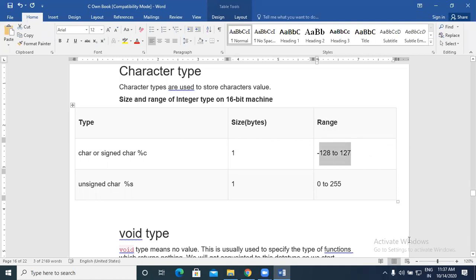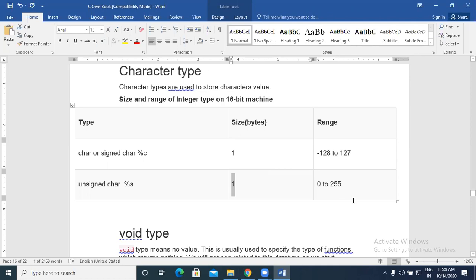So this is your character data type. Next, unsigned character, that is percentage S. S means string, and C means character. String means a name, like Krunal. Krunal is a best example for string, that is unsigned character. And K, only K, is a best example for a single character, right? So here the size is 1 byte of memory, and the range is 0 to 255.